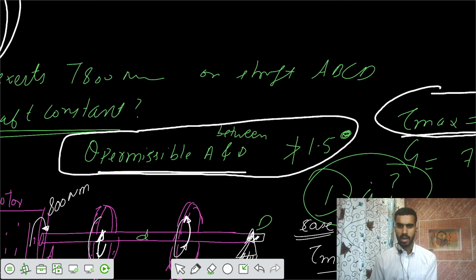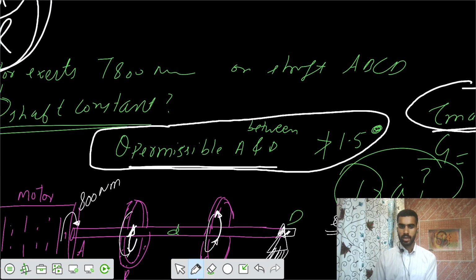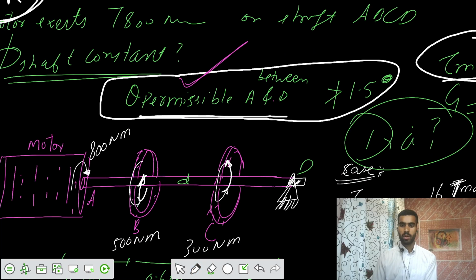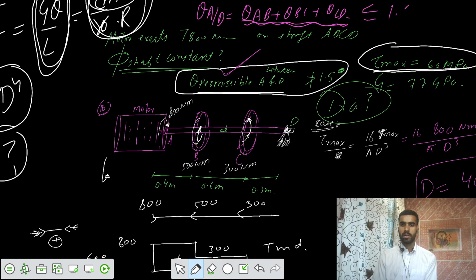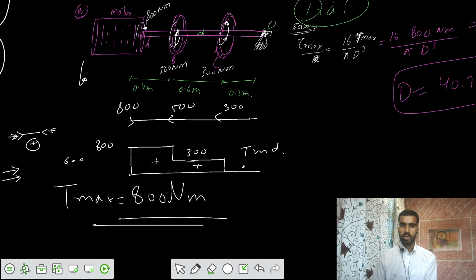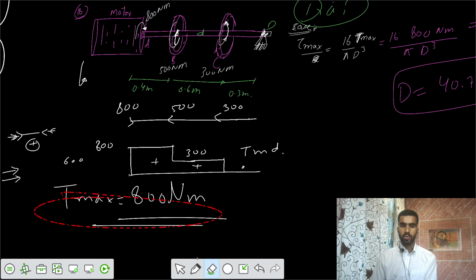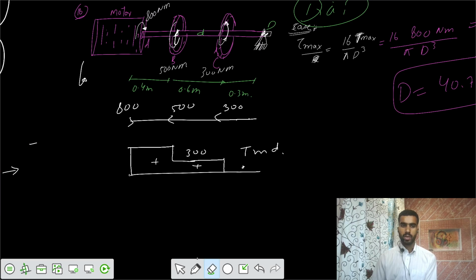So let's have the second perspective. That is, it's saying that the theta permissible between A and D should be 1.5 degrees. So if I write theta A with respect to D, that is equal to theta AB plus theta BC plus theta CD. So I had to use those three equation parts. That should be less than or equal to 1.5 degrees. So I have this condition, and I would be using that part now. We have these different lengths, and I can use those in the equation.